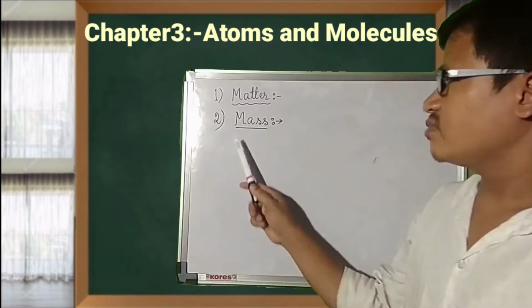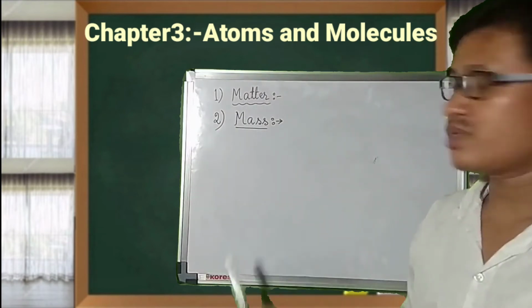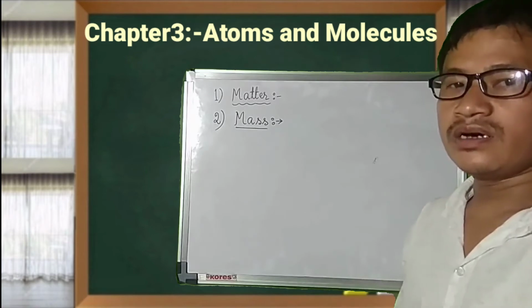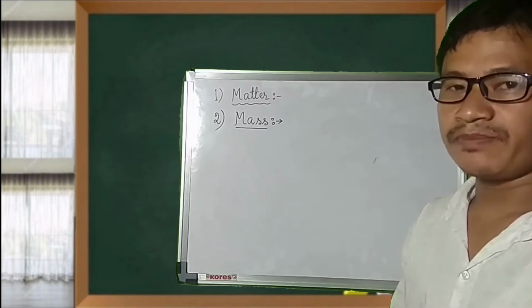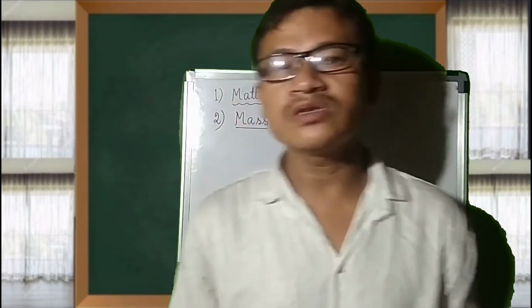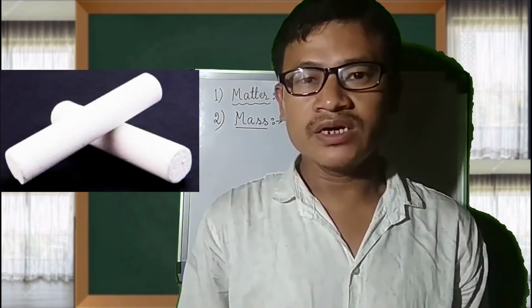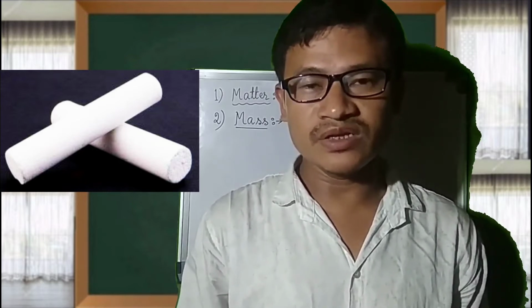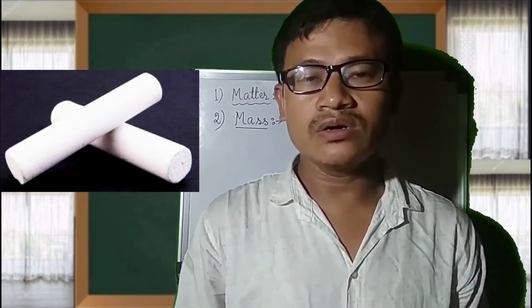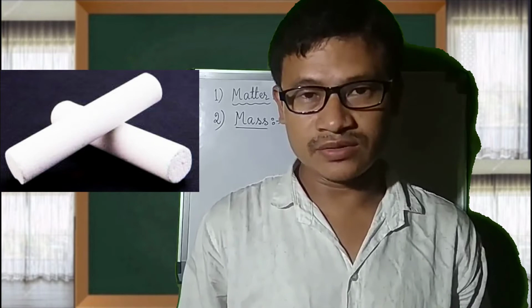So this matter occupies space. Let us discuss the next important point, mass. So what do we mean by mass of a matter? Mass of a matter can be defined as the quantity or amount of chemical substances contained in a matter. Let me consider an example of a piece of chalk. So what is a piece of chalk made of? It is made of calcium carbonate. So the mass of the piece of chalk means the quantity of calcium carbonate that the piece of chalk contains.